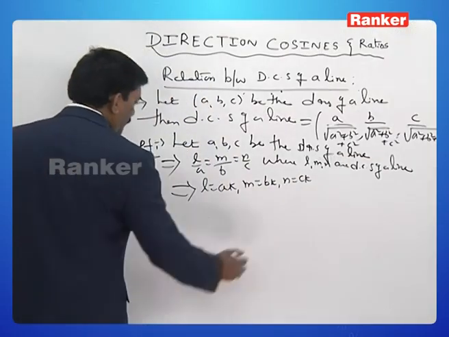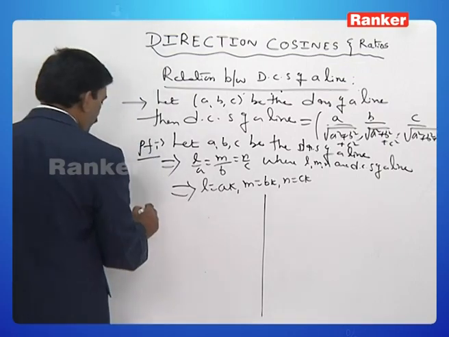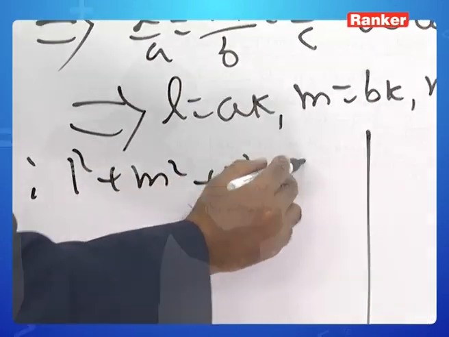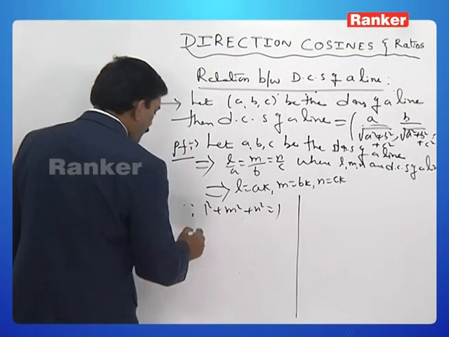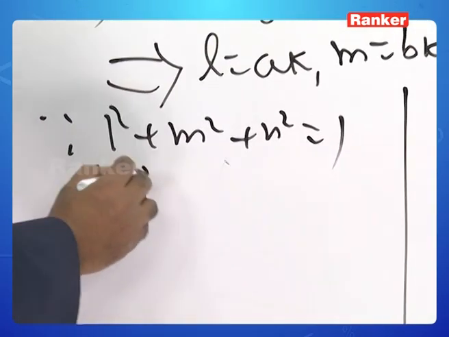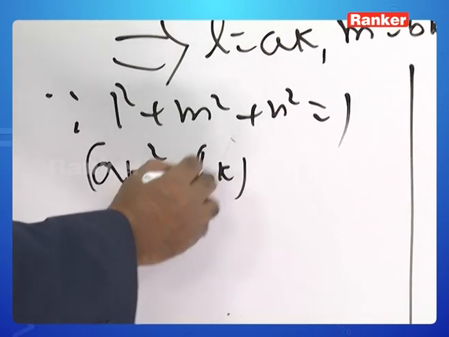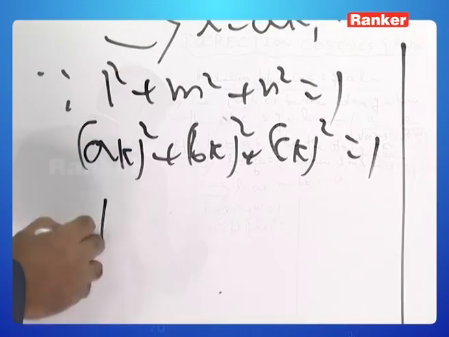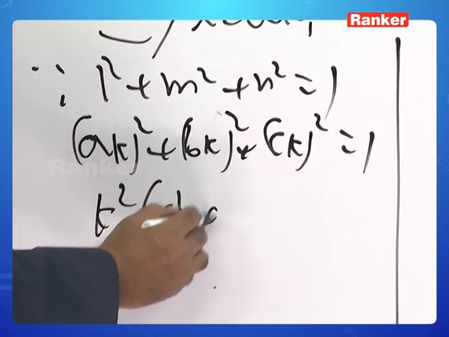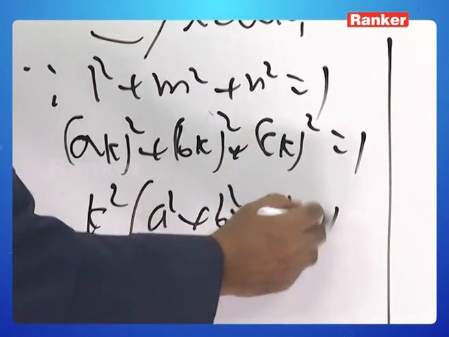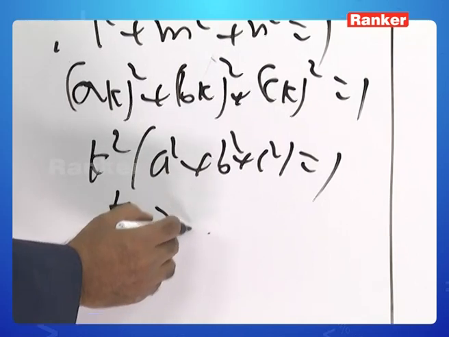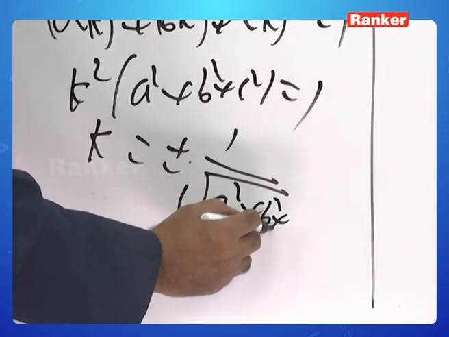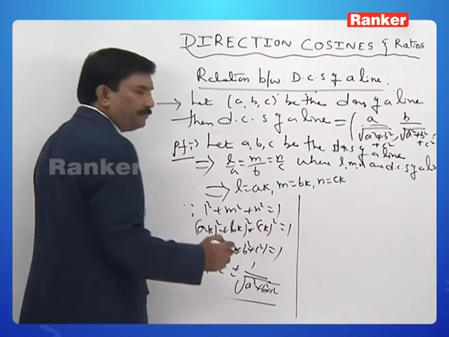We know that, since L square plus M square plus N square is equal to 1, so therefore AK whole square plus BK whole square plus CK whole square is equal to 1. So therefore K square into A square plus B square plus C square is equal to 1. Therefore K is equal to plus or minus 1 by square root of A square plus B square plus C square.